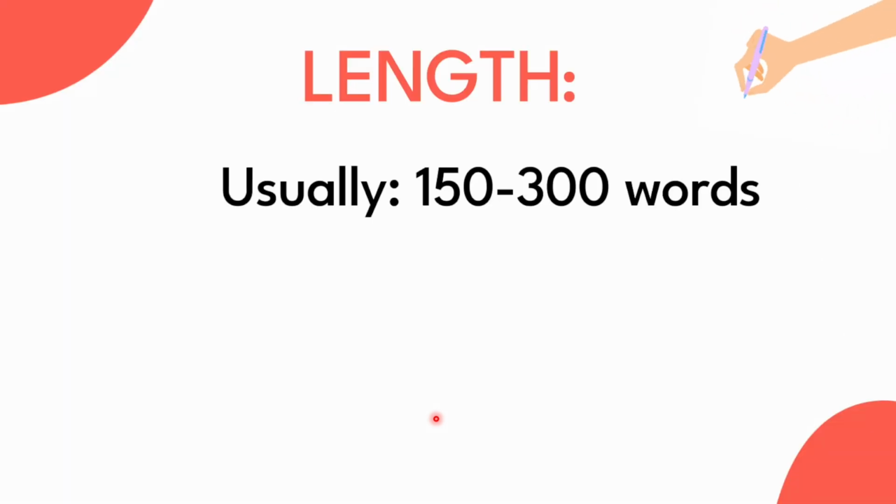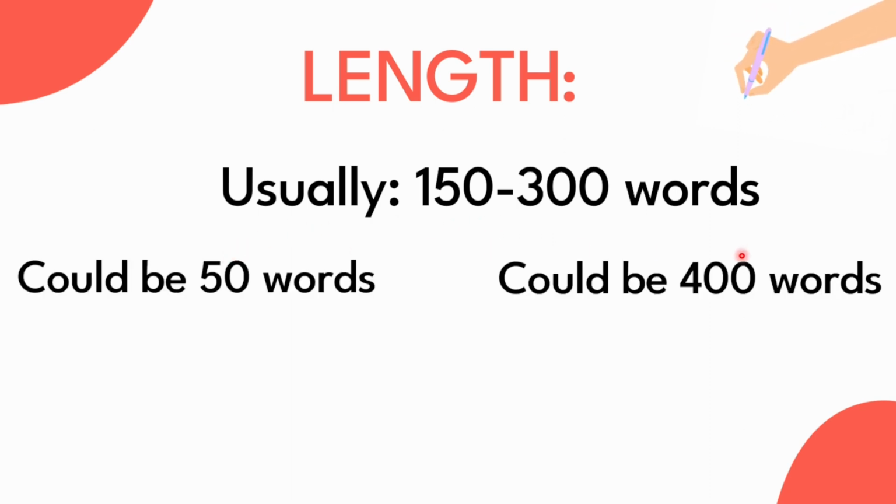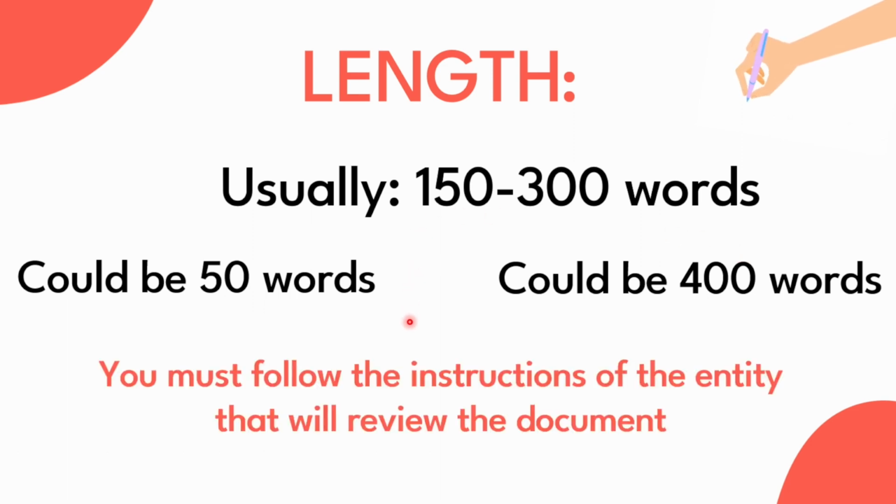How long should the abstract be? Well, usually it is between 150 and 300 words. However, it can be 50 or even more than 400 words. Usually, our document is addressed to an institution, like a university, college, or a journal. Usually, they will give us some instruction about the length of our abstract. So, all we need to do is to pay attention to those instructions and do exactly what they ask.